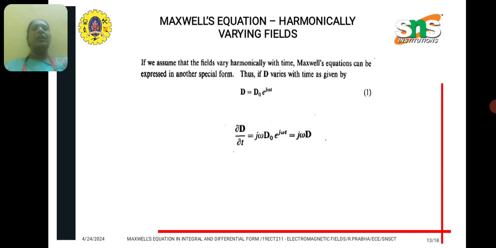For time varying fields, for example if we take harmonically varying fields, the flux density vector D can be written as D naught e power j omega t. This D naught is the magnitude and e power j omega t represents the time varying field. By differentiating the flux density D, dou D by dou t gives j omega D naught e power j omega t. But we know that D naught e power j omega t is the flux density D, so this can be substituted. So dou D by dou t is j omega D.